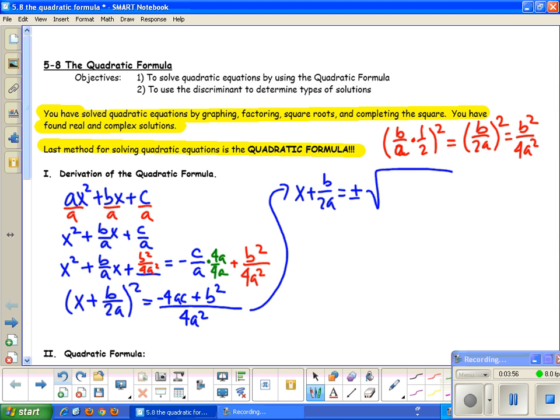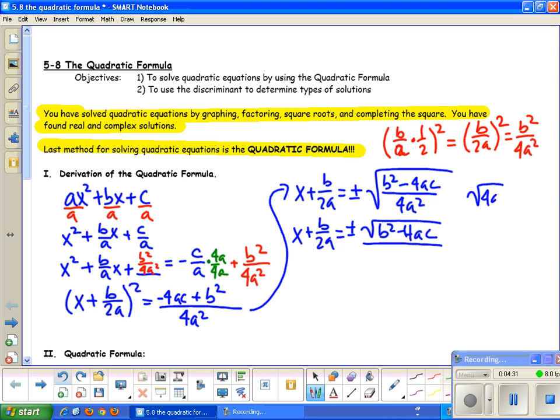I'm going to rewrite this equation that I have over here and write the b squared first, and put it in order. So this would be b squared minus 4ac, all over 4a squared. Remember, we don't like to have fractions underneath a radical, so in order to get rid of that, I'm going to do a root on the top and root on the bottom. So I get x plus b over 2a equals plus or minus the square root of b squared minus 4ac, all over the square root of 4a squared.